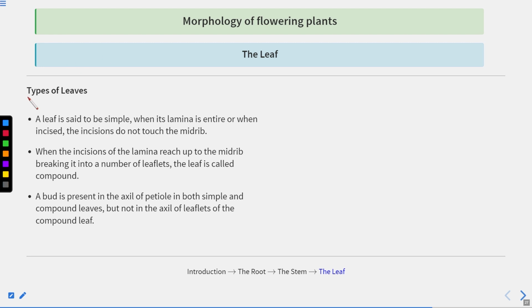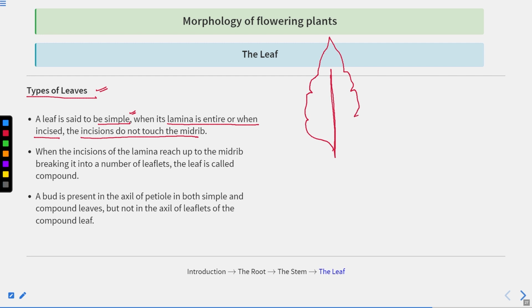Now we will see the types of leaf. There are different types of leaf. The leaf is said to be simple when its lamina is entire or when incised, the incision does not touch the midrib. So here you can see a leaf having a midrib and the lamina region. You can see the incision, but it is not reaching the midrib. These are the notches, you can say, and also the incisions.